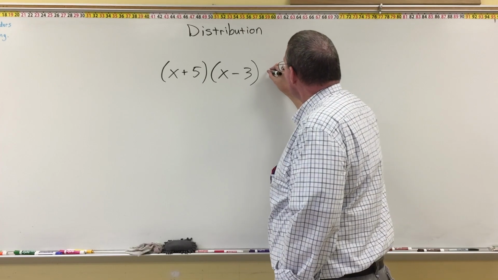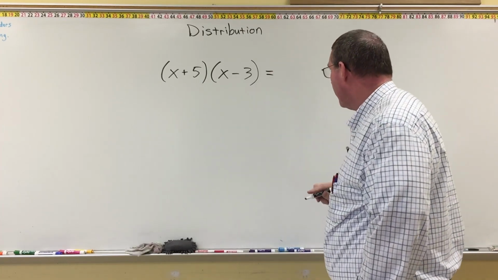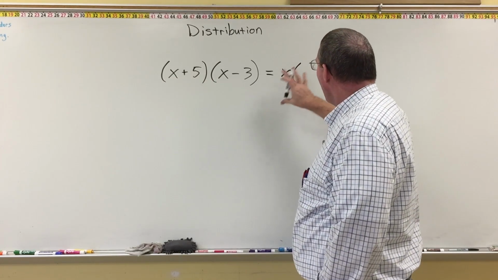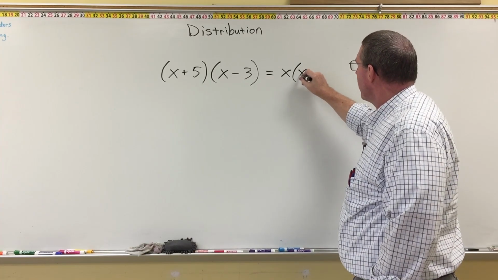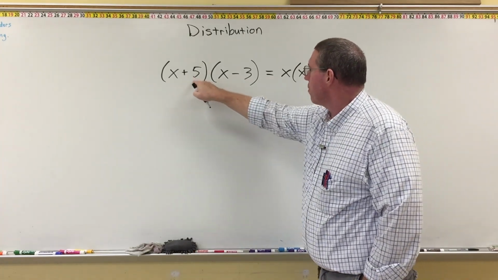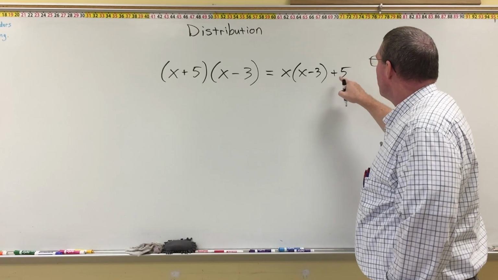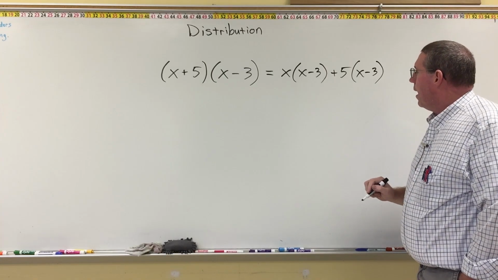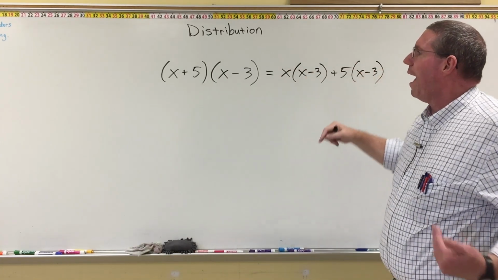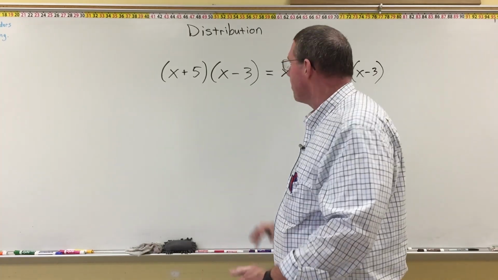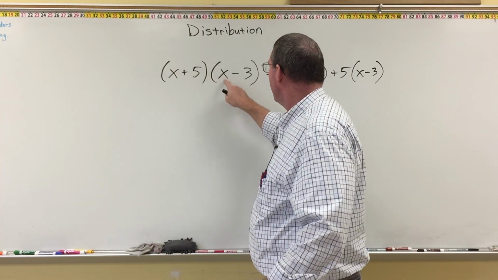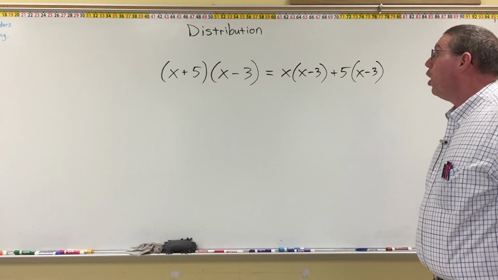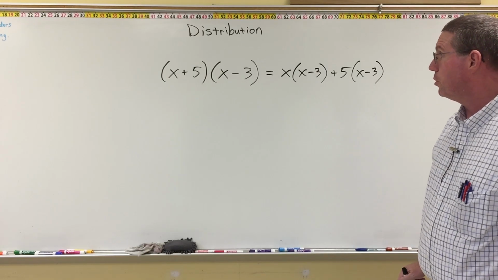Now, one way to represent this mathematically, and this is a great way to understand, is to start with the x and write it out as being multiplied by the x minus 3. Then put your plus 5 and show your 5 being multiplied by your x minus 3. And so if we were to do it like this, it would turn out the same way as if we just went from here to here and here, and then from here to here and here. So these are a couple ways of showing how you're going to do this distribution, okay?